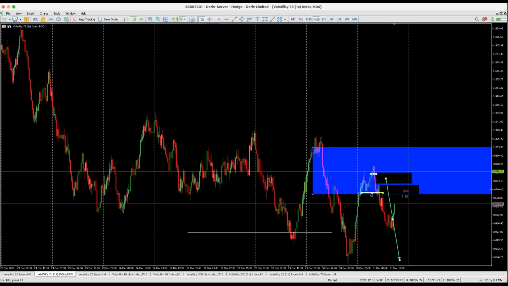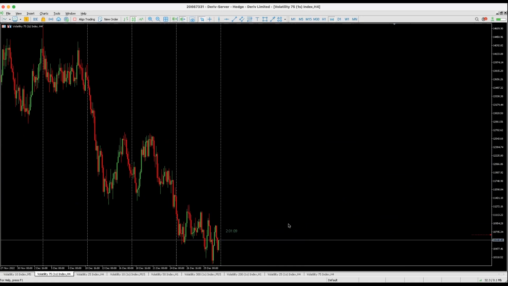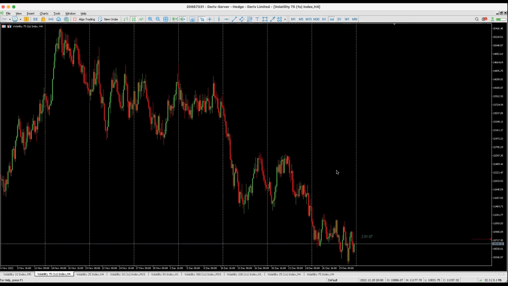All right, share screen, MetaTrader. Boom. Okay, so here we are in the MetaTrader. I'm going to go to H4. I'm going to try to clear the chart. All right, so here's a clear example.